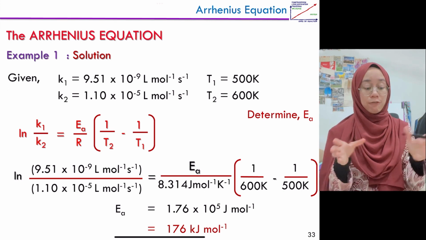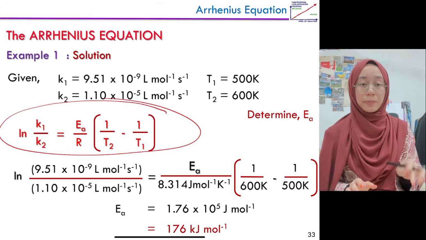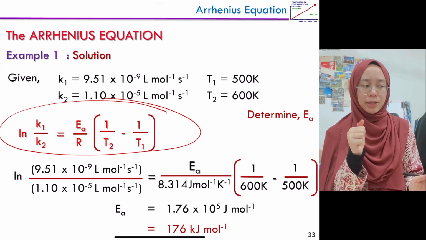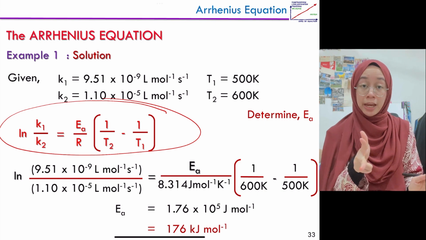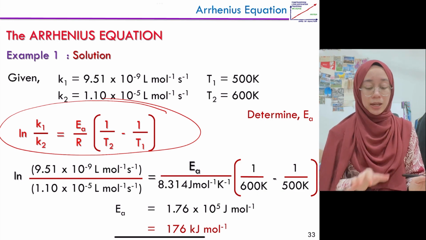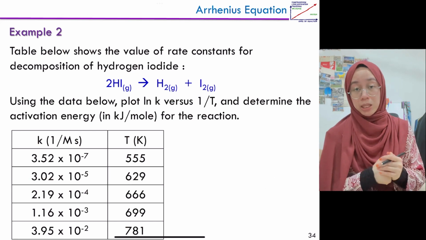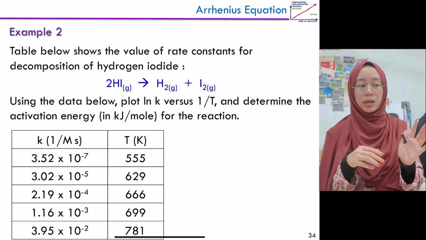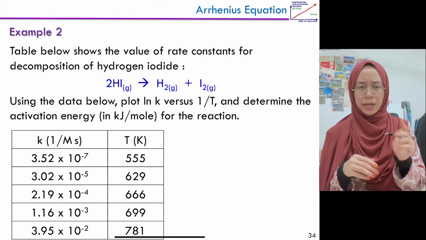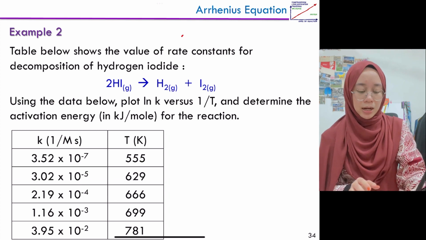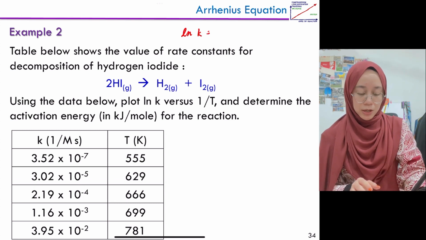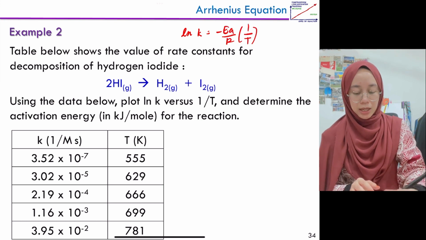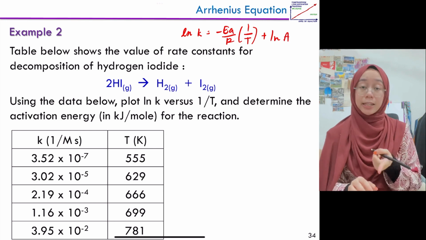Yang ni just kita guna formula yang ni tadi. Okay, kita guna pakai this particular formula. So this is one way of solving nak cari K kah, nak cari T kah, ataupun nak cari EA by using calculation method. Okay, ada satu lagi adalah kalau kita guna graph method. Okay, so if kita guna graph method, kita bukanlah guna yang ln K1 over K2 tu tadi tak. Okay, yang ni kita just guna yang ln K equals to negative EA over R, 1 over T, plus ln A. Ini kita akan guna yang ni.